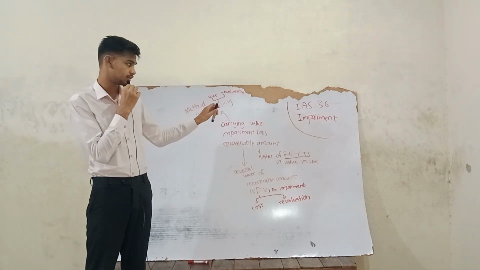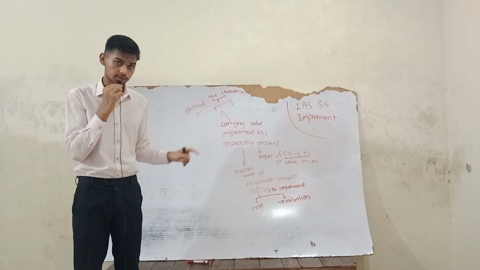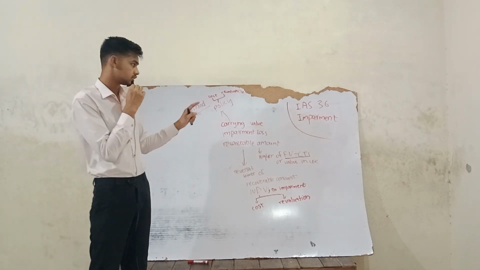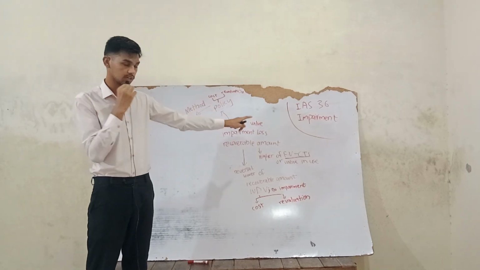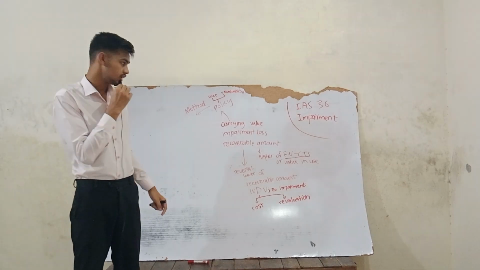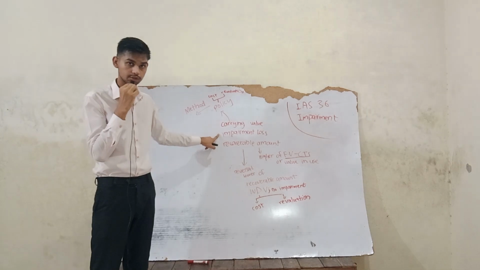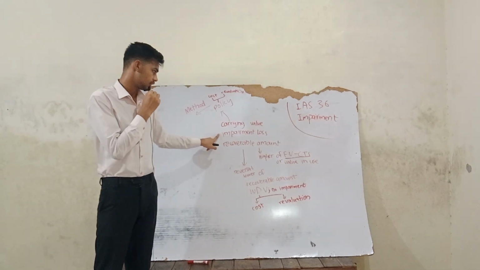Now, how does it relate to our previous accounting standard? Previously we covered IAS 16, which is related to property, plant and equipment, and today we are going to cover impairment of the property, plant and equipment which we have covered previously. And this is the impairment loss which we are going to cover in this lecture.